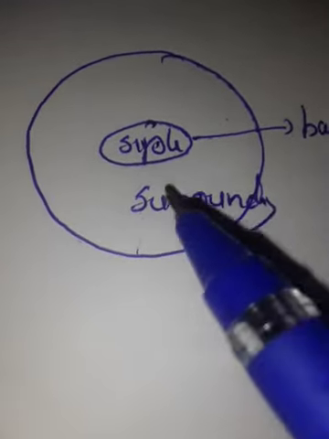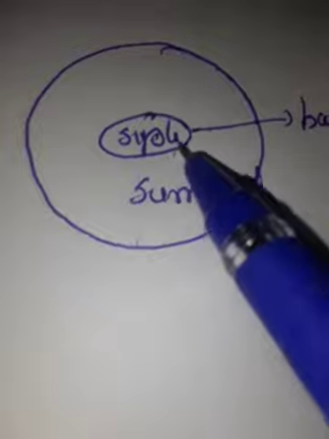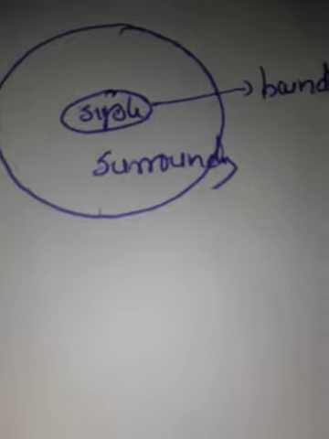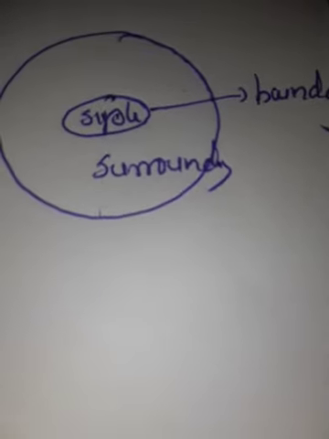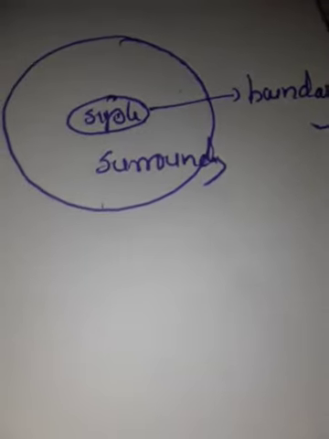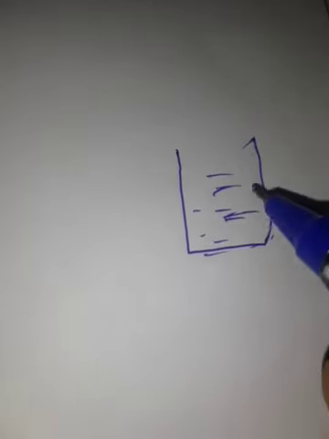What is boundary? Anything that separates the system from its surrounding, that is called boundary. This is the boundary. For example, if you are giving an example for a system, it may be water in a beaker. This is the boundary. Water kept inside, so this is the system. Outside the boundary is surrounding.